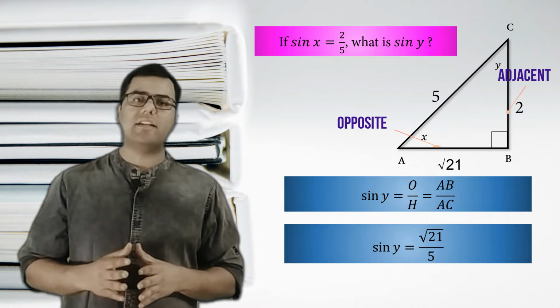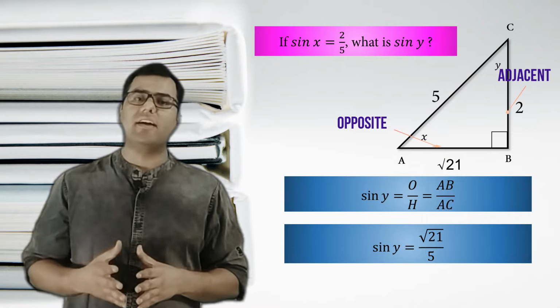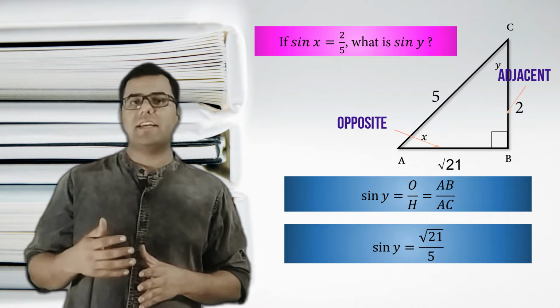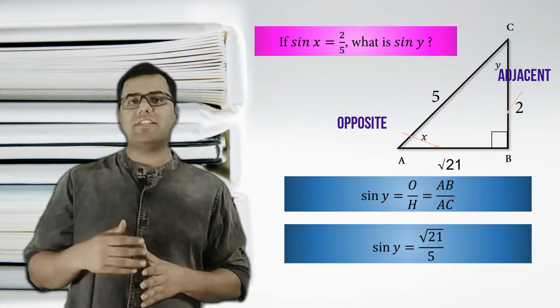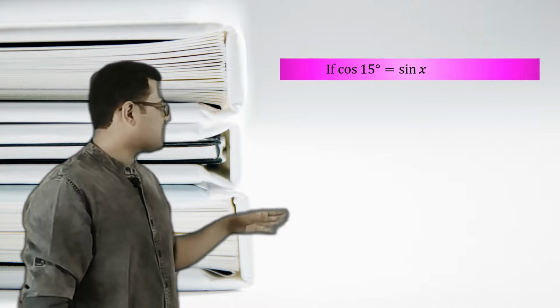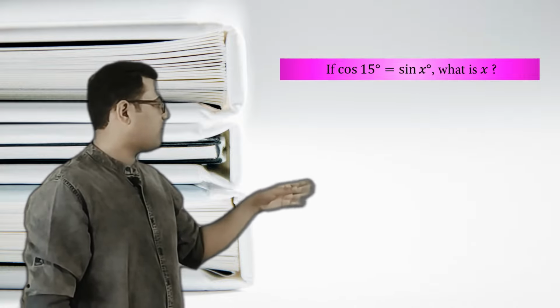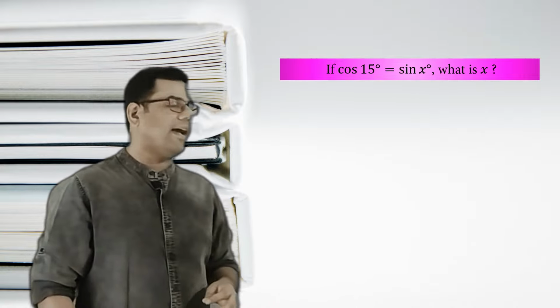So in a right triangle, you need to remember that there can be different values of sin theta. It depends on which theta you are talking about. Now another problem. This problem is that cos 15 equals sin x. What is the value of x?